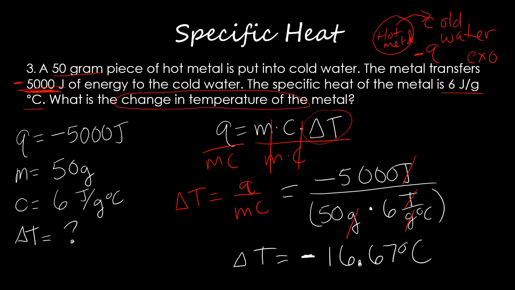All right. So that's our specific heat equation. We can use it to calculate Q, m, c, or delta T. We've seen Q, c, and delta T. The same process would be true for your mass. So just keeping track of those units, being careful on how you rearrange your equation is going to help you.